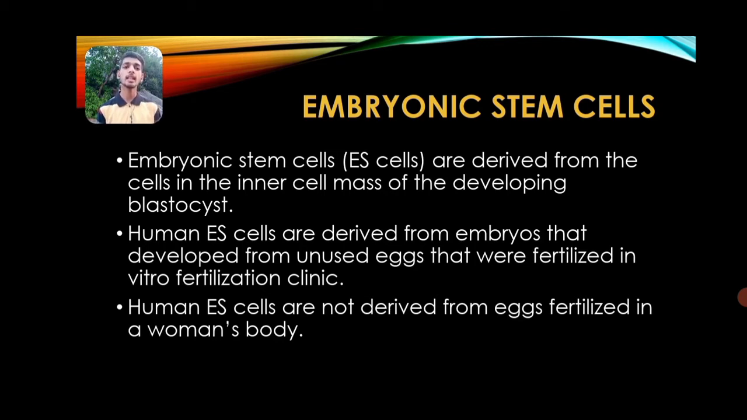You know that human ES cells are not derived from eggs fertilized in the human body. These stem cells are formed by using the unused eggs with the in vitro fertilization technique. So these stem cells have the potential to develop into an entire organism from a single stem cell.